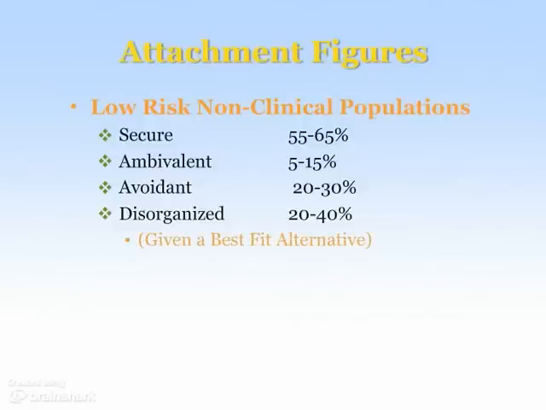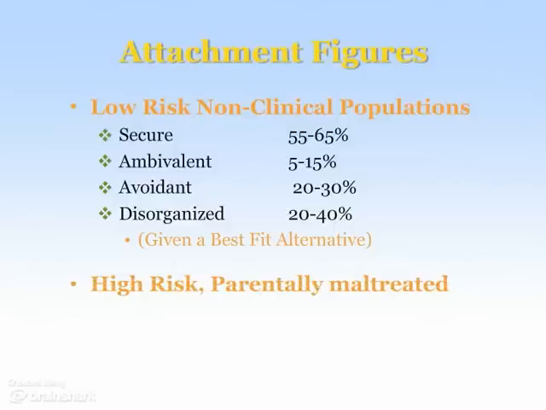The reason this doesn't add up to 100% is because when somebody's given a disorganized attachment, they're also given the next best fit type of attachment. So disorganized secure, disorganized ambivalent, or disorganized avoidant. But in high-risk parentally maltreated samples, what we see is that disorganized attachment occurs in about 80% of parent-child relationships.